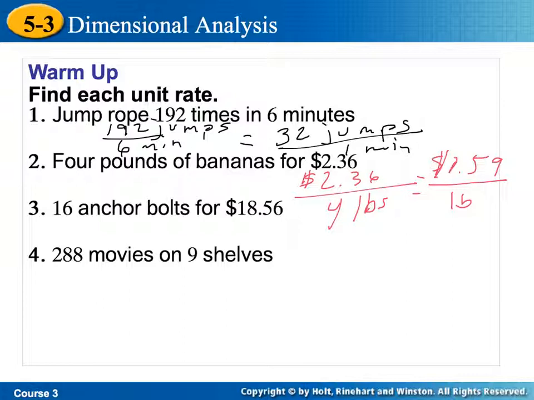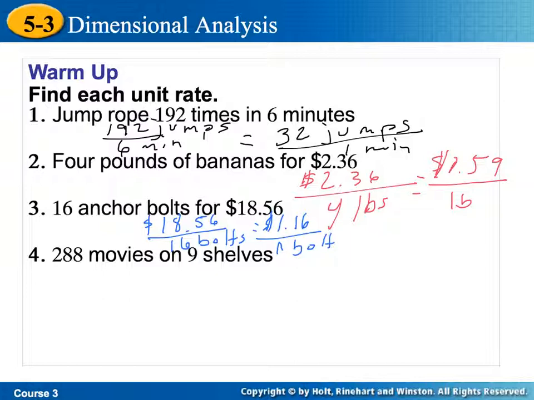Nice. Next one, we have 16 anchor bolts for $18.56. Again, what does our rate look like? Well, we know we need to have $18.56 on top, and my 16 bolts on bottom. How do you get rid of that 16 on bottom? Well, I have to divide by 16, so my answer is going to be $1.16 per bolt. Okay, $1.16 per bolt.